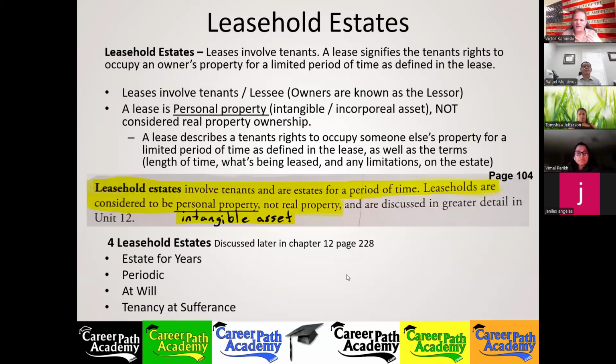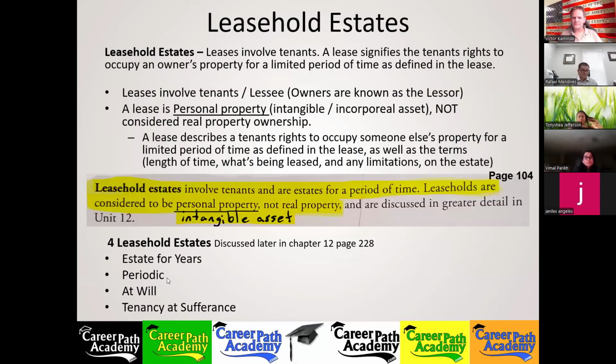And just to give you a quick little rundown of what they are, you don't need to take notes on this right now. An estate for years, do not be fooled by the name. It does not need to be for a period of years. Its distinguishing characteristic is that it has a start date, it has an end date. You know when the lease term expires, when it ends. And then you either got to get out or you got to renew the lease. Okay, so an estate for years could be for 1 month, 3 months, 6 months, a year, 2 years, 3 years. The key thing is you know when it begins and you know when it ends. That's what an estate for years is.